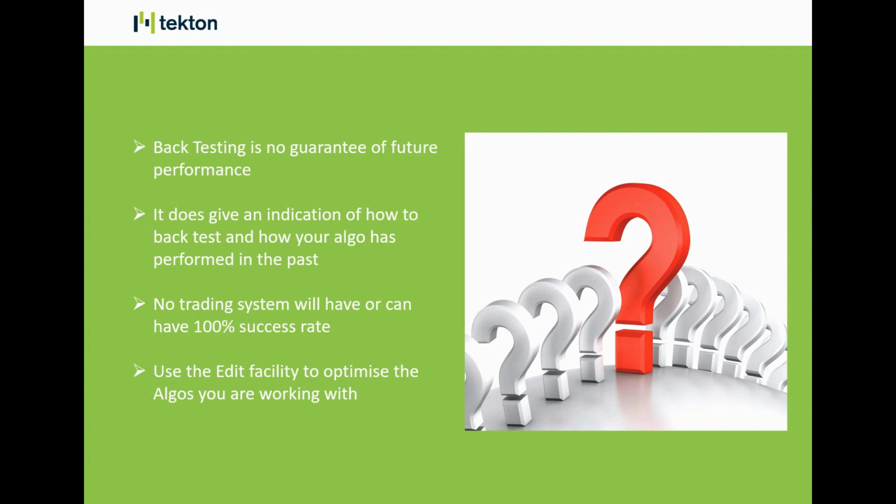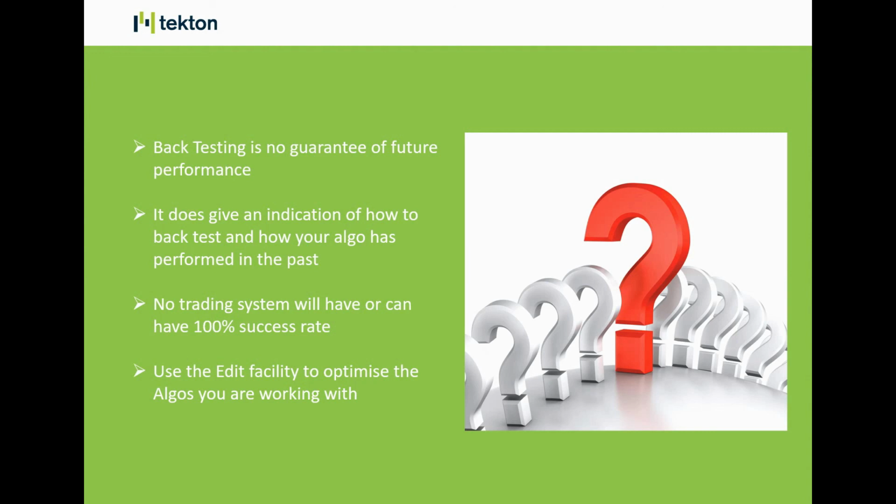So use the edit facility to optimize the algos you're using, whether you're using an imported one or a created one or a copied one, whatever that is. Remember, you can edit the instrument you're trading, the time frame, the stop loss, the take profit, and the algo itself, the settings. So if you're using a 50 EMA crossing a 200 EMA, you can change that to a 100 crossing a 300 or whatever. If you're using an RSI crosses above 32, change it to crosses above 16.